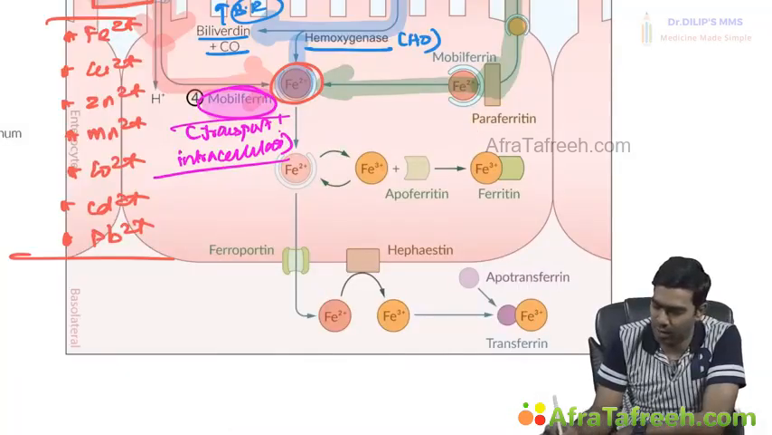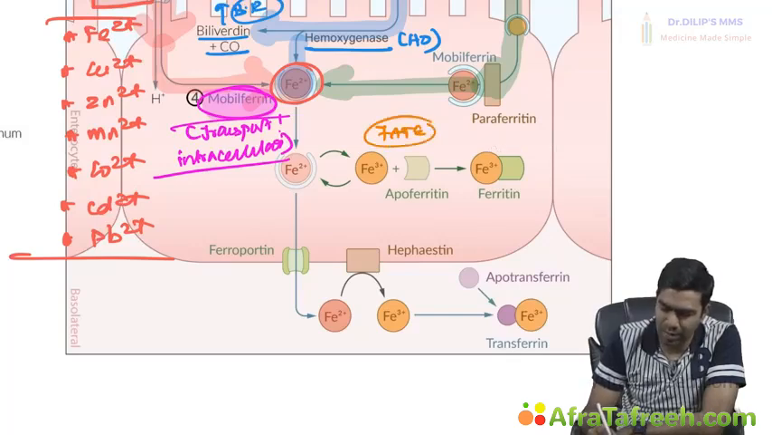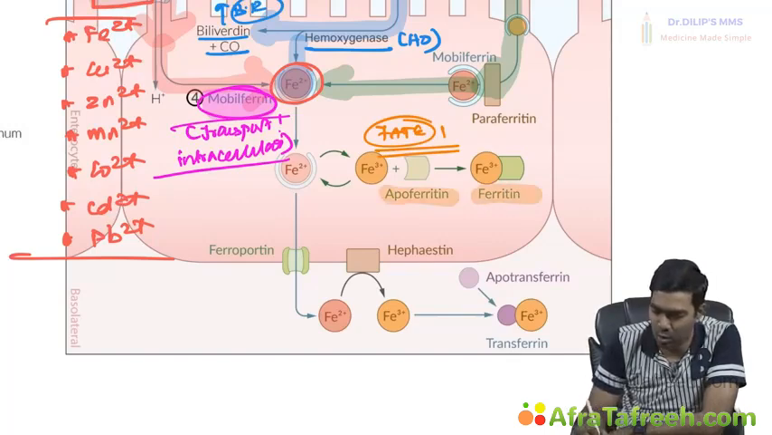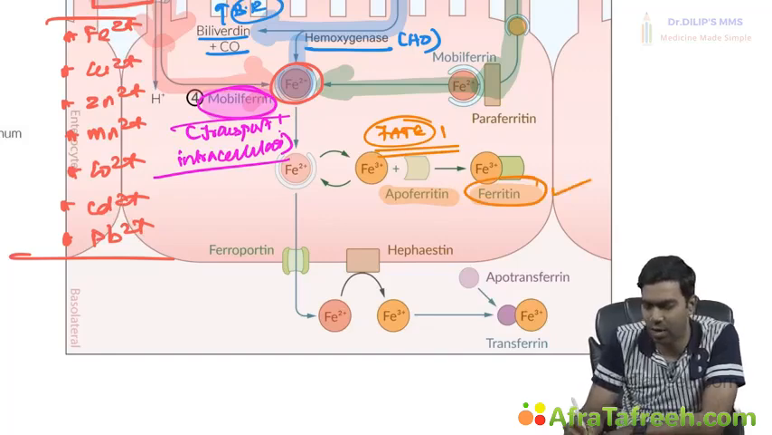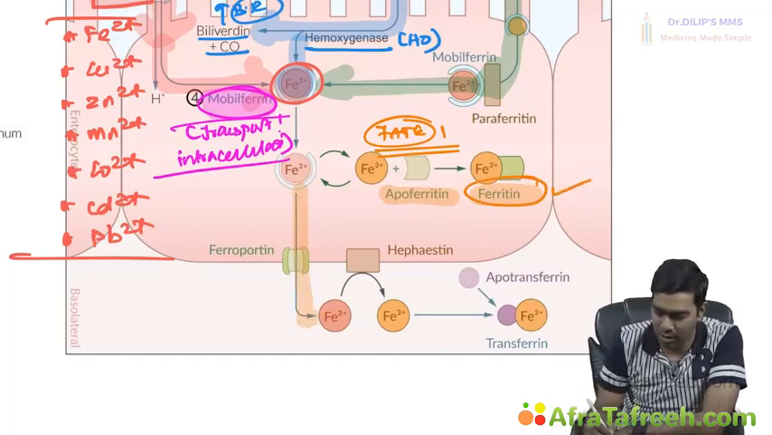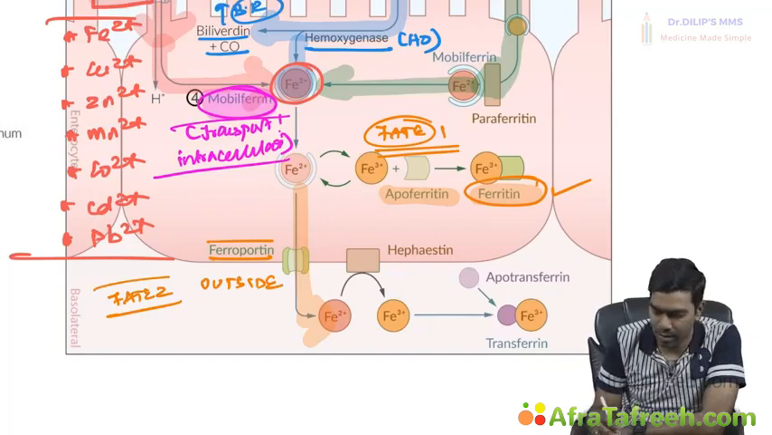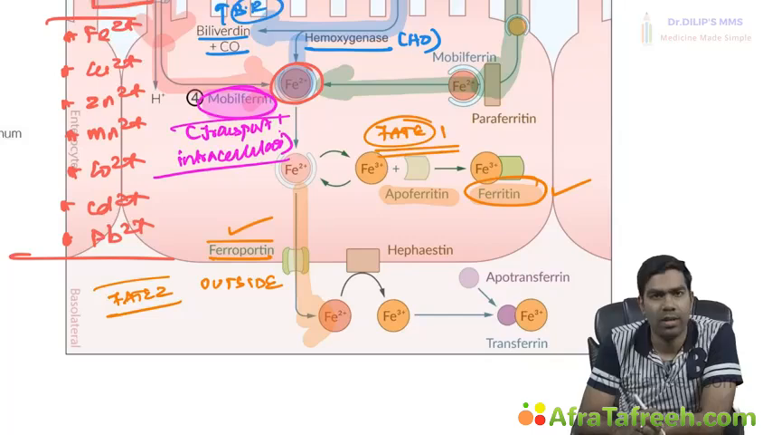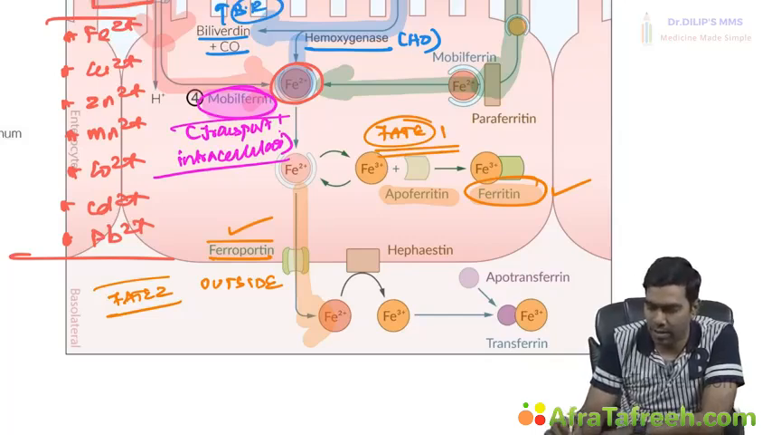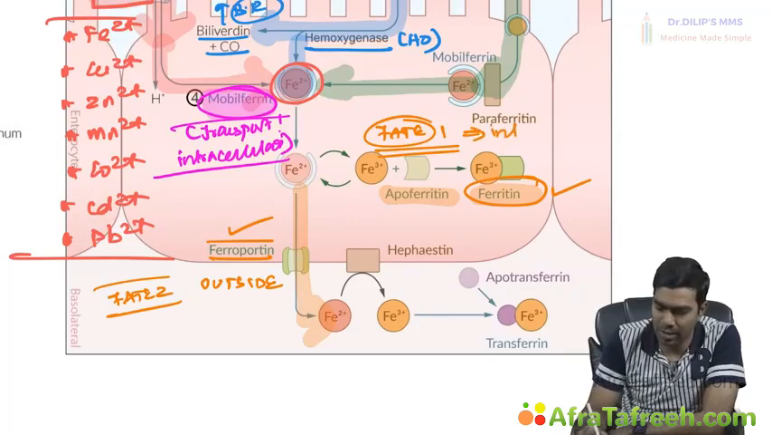Now, once you have this mobilferrin transporting within the cell, the fate of this iron may have two different fates. So I'm going to talk about fate number 1. Fate number 1 tells you this iron can be stored inside the mucosal cell itself in the form of ferritin. Or fate number 2, this iron can be transported outside the cell, by a very important transporter called ferroportin. Fate number 1 is stored within the cell, intracellular, in the form of ferritin.